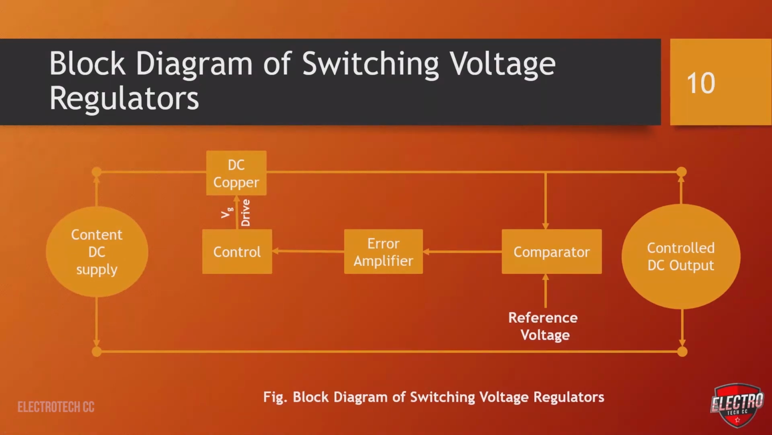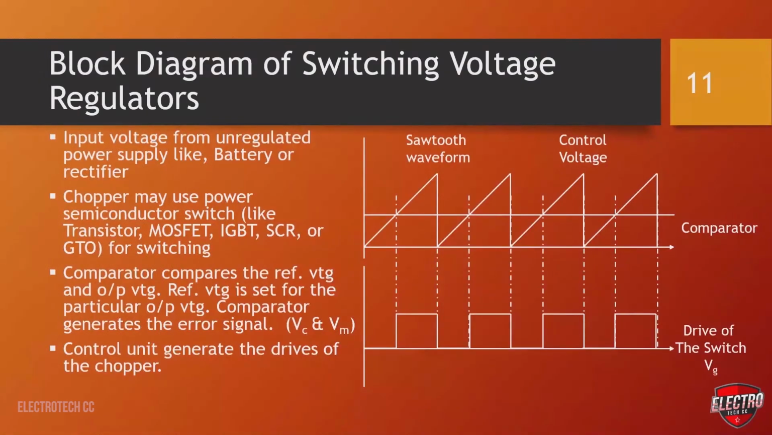The control voltage Vc is compared with a sawtooth waveform. The result of the comparison is the drive of the chopper, as shown in the waveform. This drive is given to the switch in the chopper. The sawtooth waveform is generated by an oscillator in the control circuit. The frequency of the sawtooth waveform decides the switching frequency of the chopper.